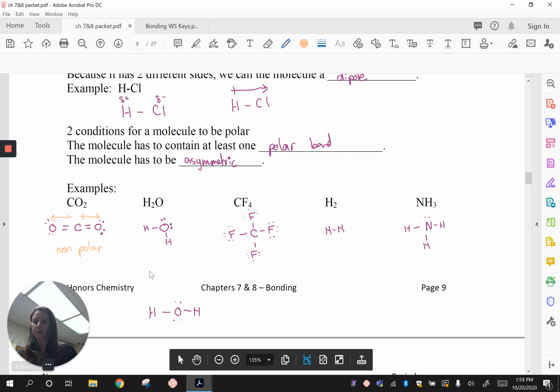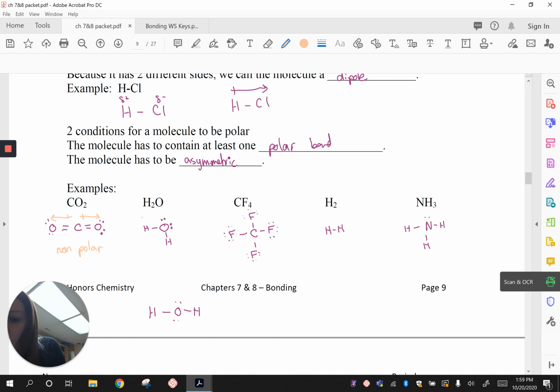Okay, let's look at water next. So water, hydrogen and oxygen. Oxygen is more electronegative, and so in here, that's one arrow. The other bond, that's the other arrow.